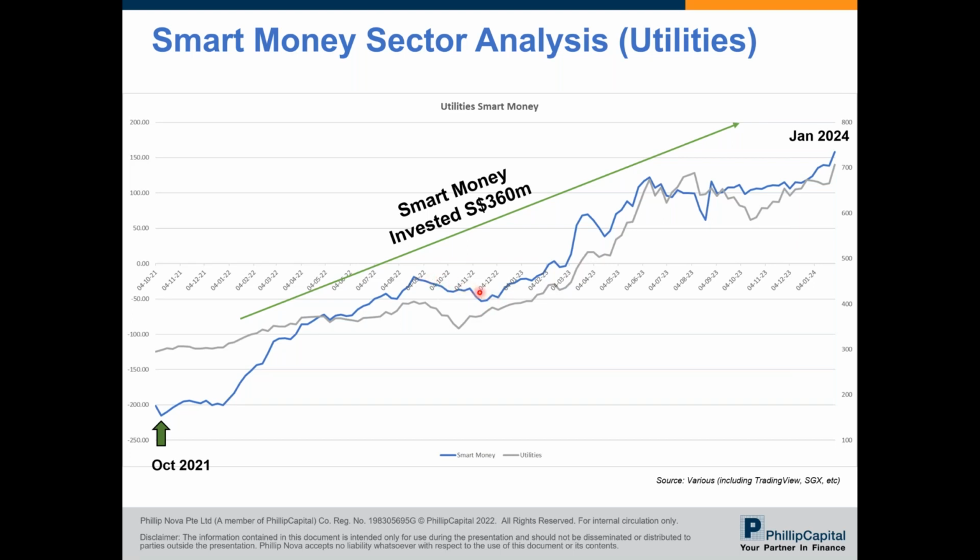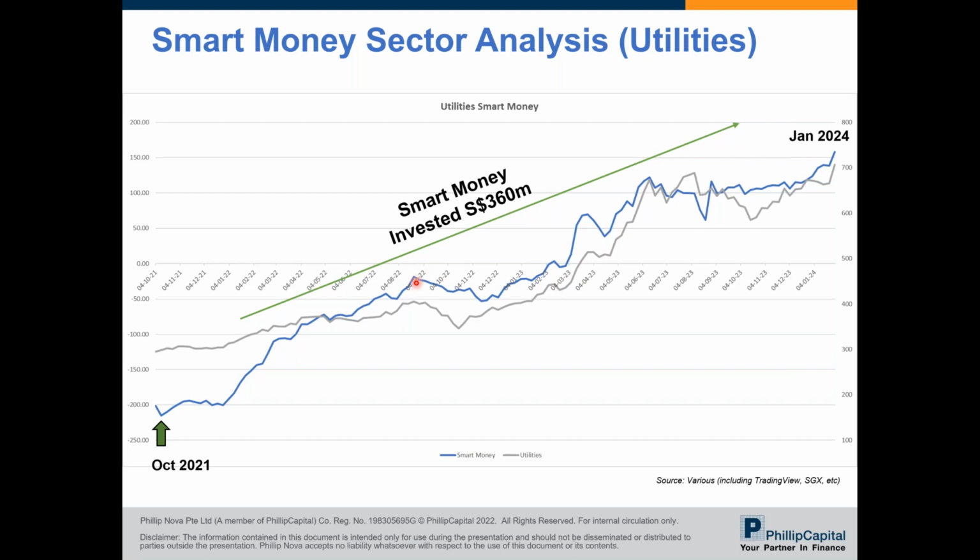Right, so the selling doesn't mean that they had turned bearish. That's why whenever we do such analysis, we also have to look at the slope or the magnitude of the selling. If the selling is not as much in value as the buying, then in general we can still view that the smart money is still bullish.